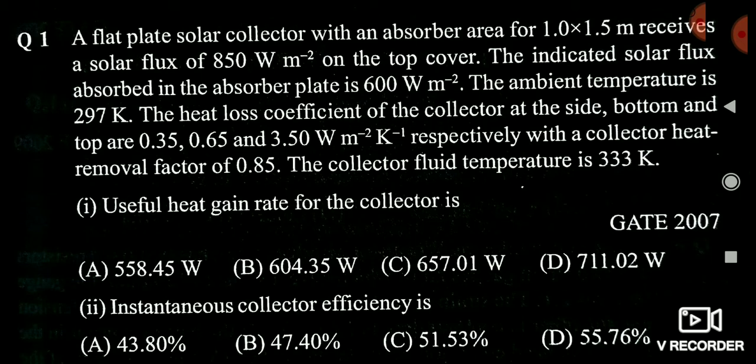A flat plate solar collector absorber area is 1 into 1.5 meter, means it is in rectangular shape, 1 into 1.5 meter. Solar flux is 850 watt per meter square on the top cover. Indicated solar flux absorbed in the plate is 600 watt per meter square. Ambient temperature is 297. Heat loss coefficient of collector at side, bottom and top, means heat loss coefficient.